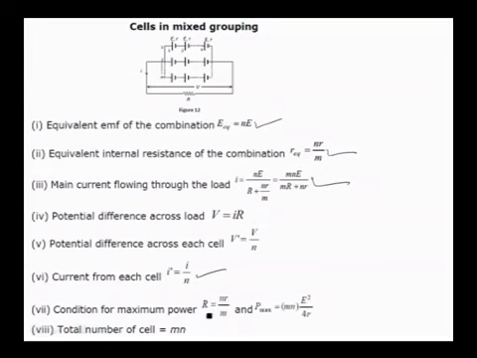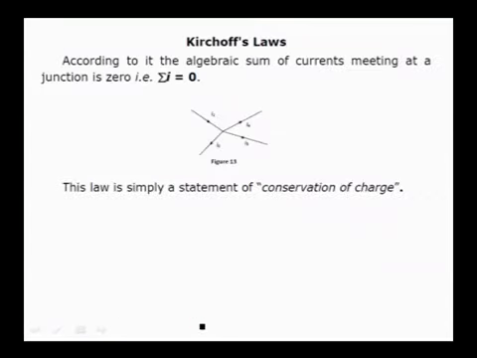Similarly, for maximum power, the external resistance R should be equal to the sum of the internal resistances. That is R = nr divided by m, and then the power is maximum. The total number of cells in this combination is m into n.